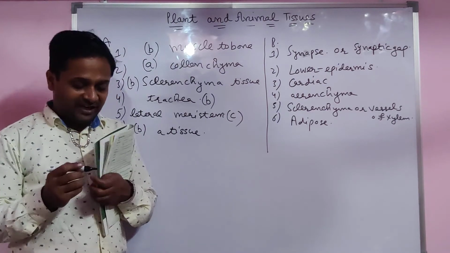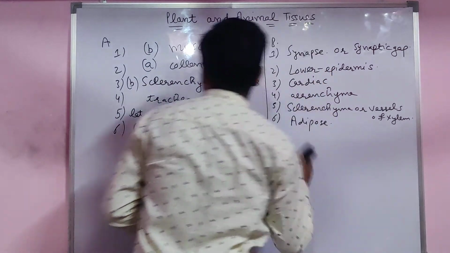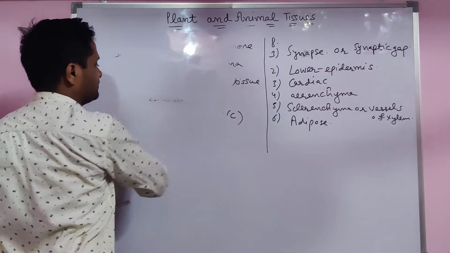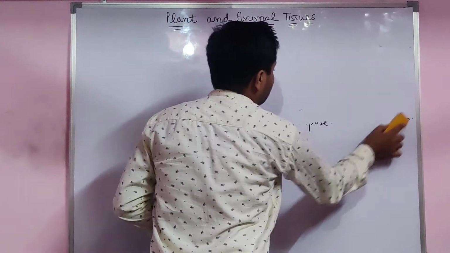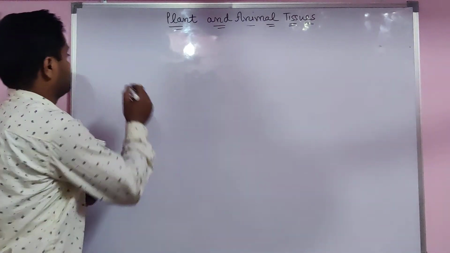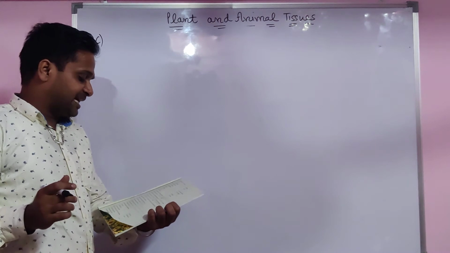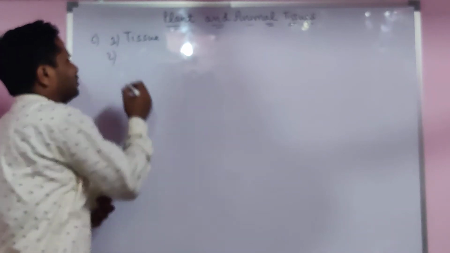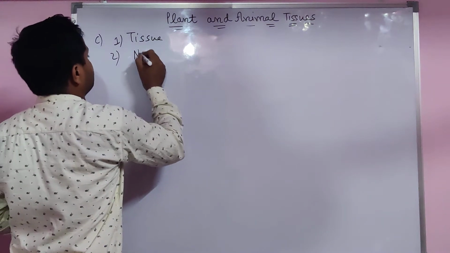So this one is the filling the blanks. Now come to the next one. I hope you understand this. Next one is one word, C part. Write one word for the following. Similar cells performing a similar function: tissue. Second one, unit of the nervous system: neuron only.